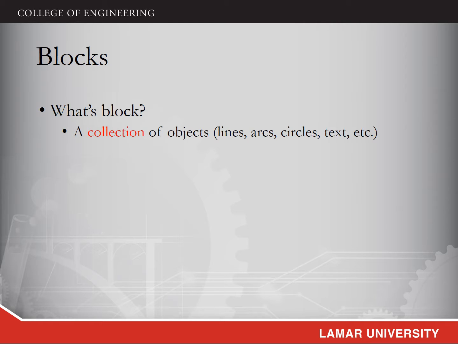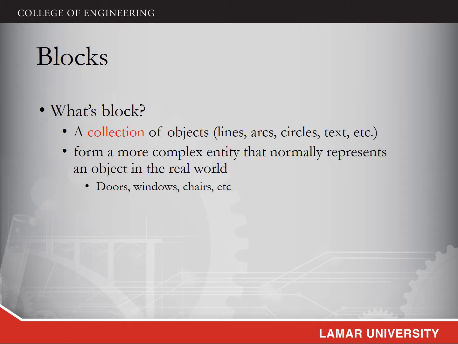Generally, the block is defined as a collection of the objects in any two-dimensional or three-dimensional drawings. The objects could be the lines, arcs, circles, or even text. Those objects will be combined together to generate a more complex entity that normally represents an object in the real world. For example, if you want to draw a room layout, you probably want to set the same property for the doors or the windows or the chairs.